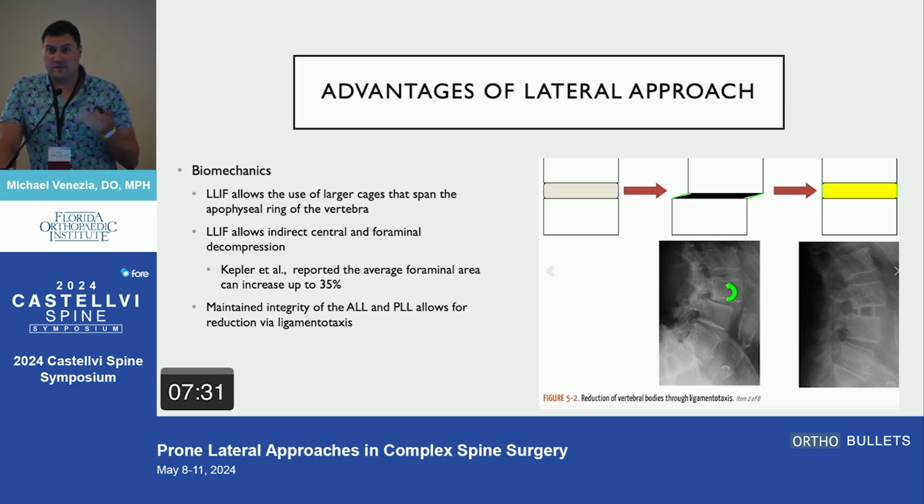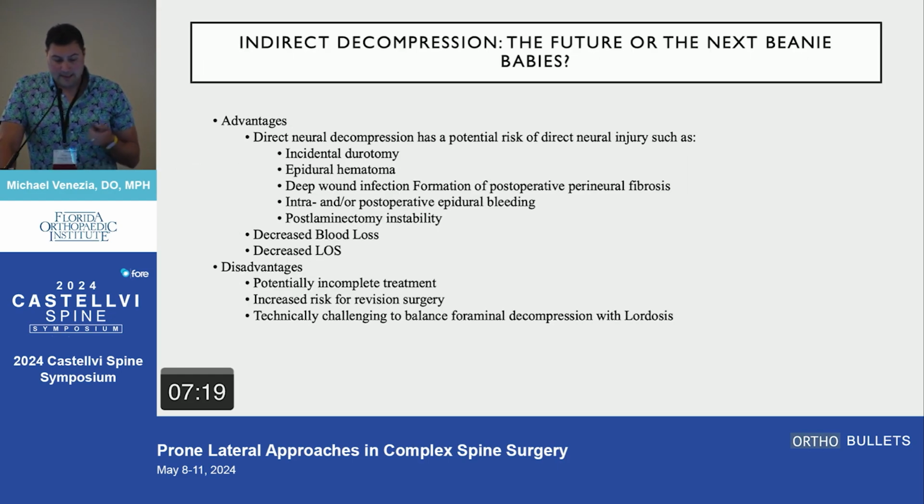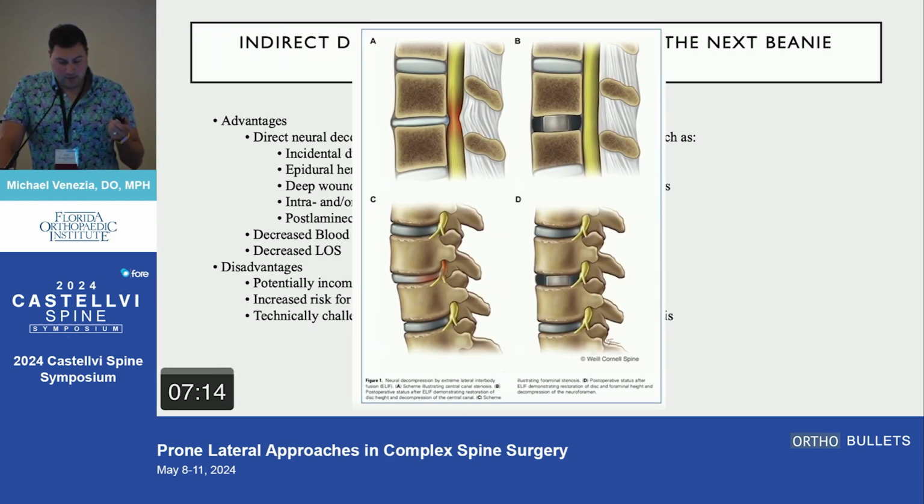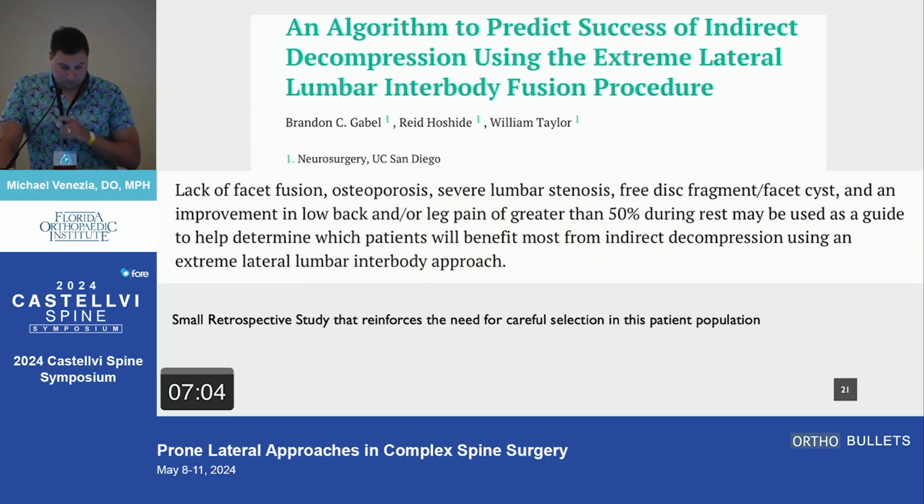And a distinct advantage of the prone procedure is that we don't have to always utilize indirect decompression, because like a lot of you, I don't believe in it for everyone. Kepler's study showed that there was approximately a 35% increase in foraminal height with just a lateral approach alone. But indirect decompression may not be the end-all be-all. There's great indications for it, but there's a lot of times where you have lateral recess stenosis, it's bony stenosis, that just won't improve with an up-down correction and with ligament taxis.